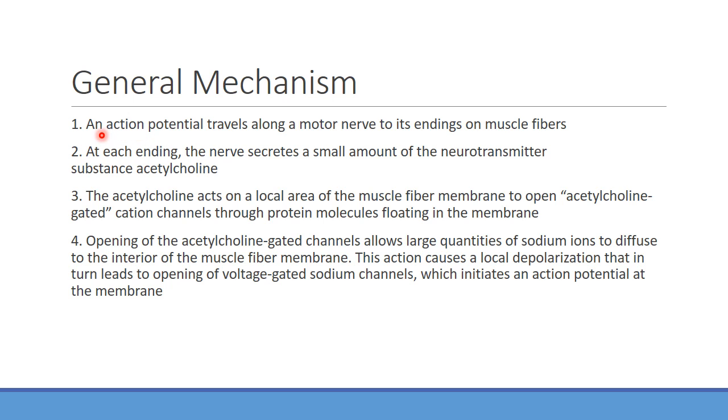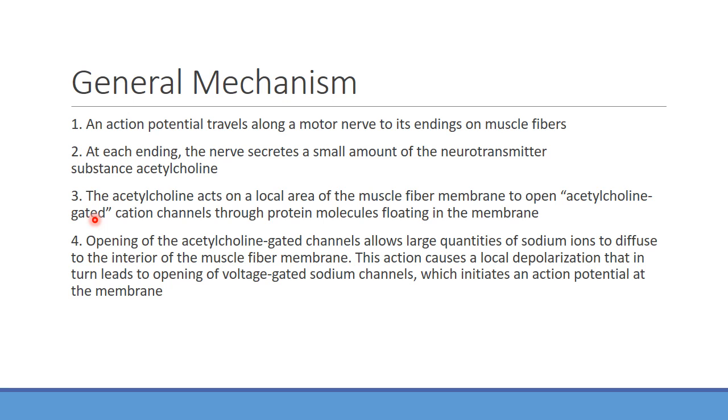So looking at action potential, it is going to be coming along the motor nerve to its ending on the muscle fibers, right? So that's the picture we're just looking at with the motor end plate. Each ending of the nerve is going to be secreting small amounts of acetylcholine. A small amount of acetylcholine gets released. It's going to hit those receptors and cause the actual action potential to happen here. So basically what you see is that there are going to be acetylcholine-gated cation channels. We talked about ion-gated channels before, and in this case acetylcholine binds to them, and when that binding occurs, you're going to have an opening of these cation channels.